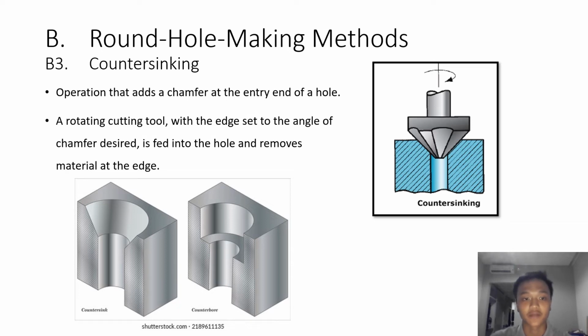Okay, so the next one is the countersinking operation. Countersinking is similar to counterboring. Countersinking adds a chamfer at the entry end of a hole. A rotating cutting tool with the edge set to the angle of chamfer desired is fed into the hole and removes material at the edge. This is the difference between counterboring and countersinking results. The counterboring result is a flat bottom, and countersinking adds a chamfer at the end of a hole.